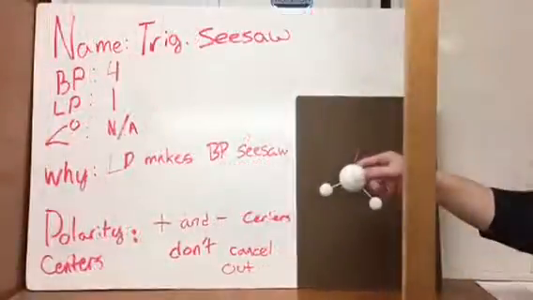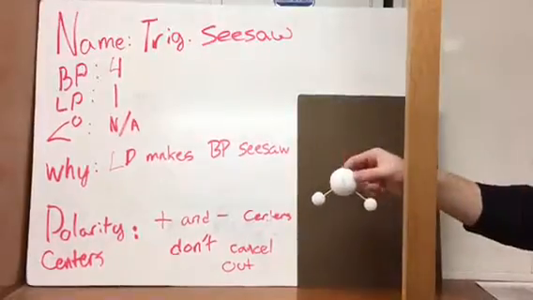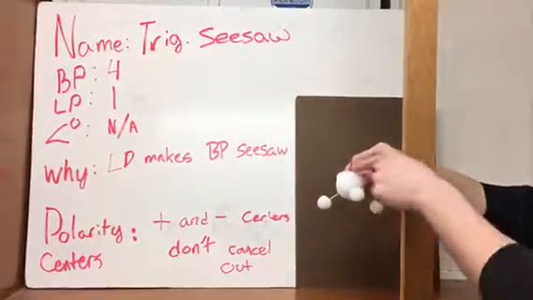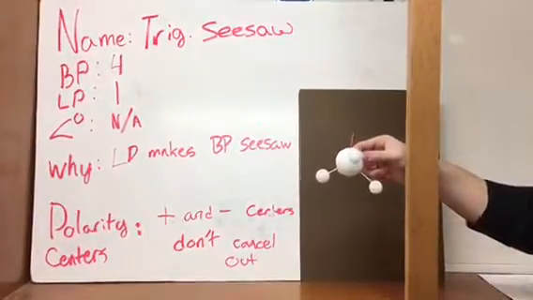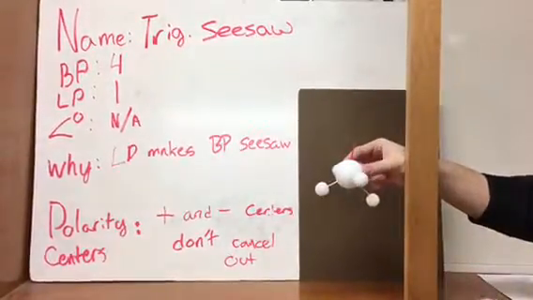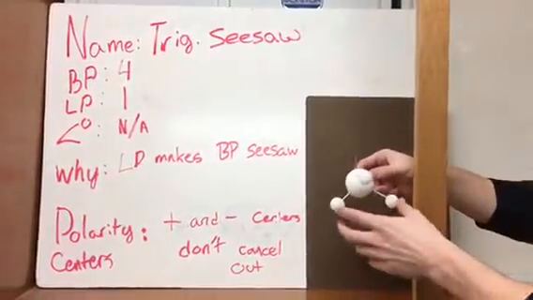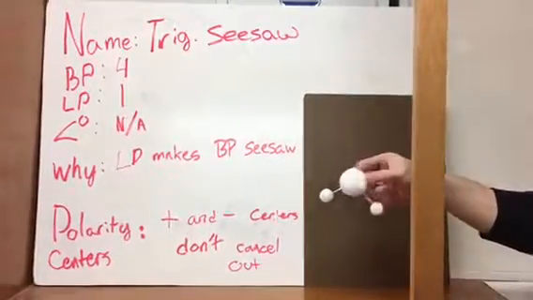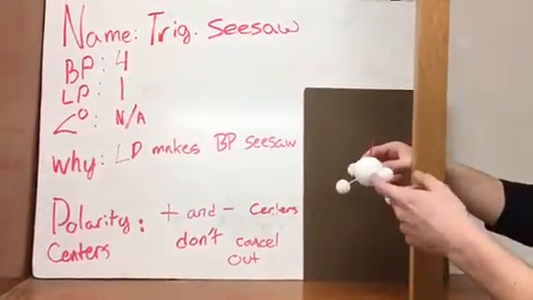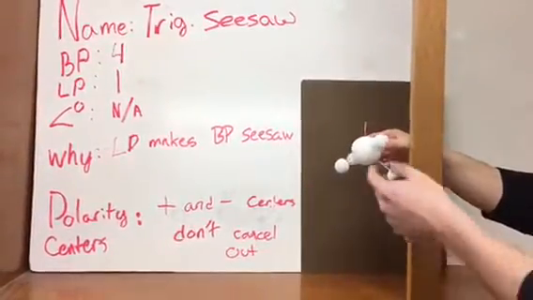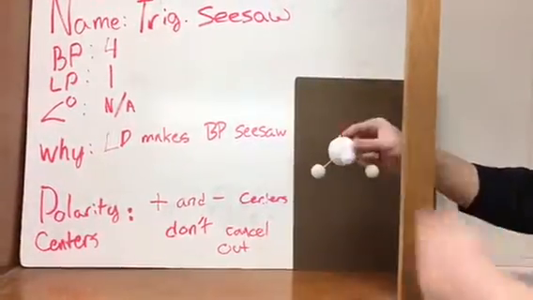Here we have the trigonal seesaw. It has 4 bonded pairs and 1 lone pair. The angles are unknown because we don't know how far the lone pair pushes the bonded pairs away. But it's called the seesaw because one lone pair pushes them away, so when you set it down, it kind of makes a seesaw shape. And then for the polarity, the positive and negative centers don't cancel out. So the positive from these is down here and the negative is up here, and that makes it polar.